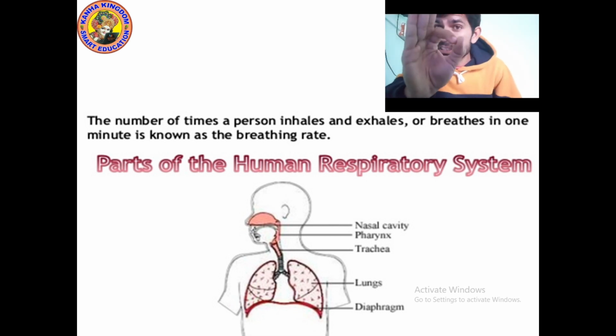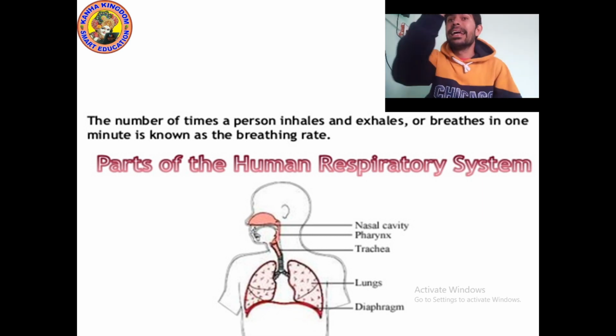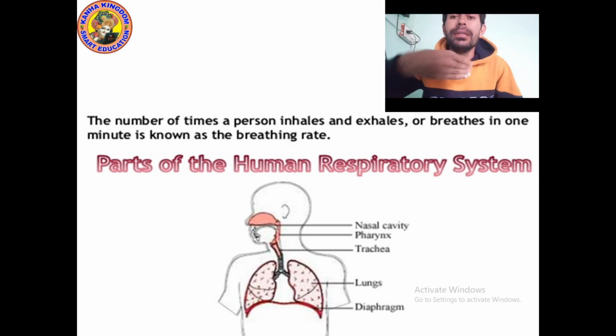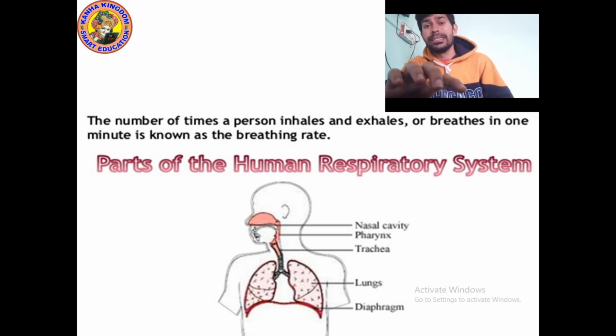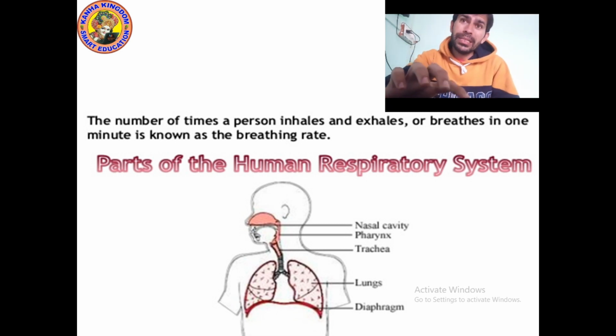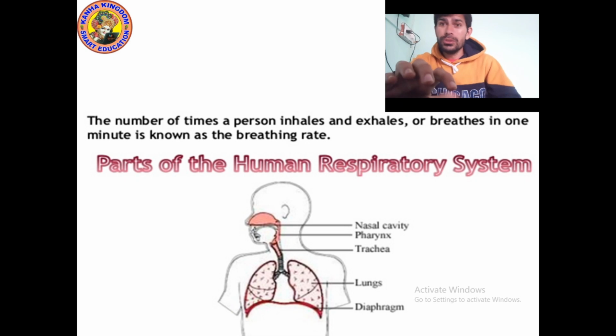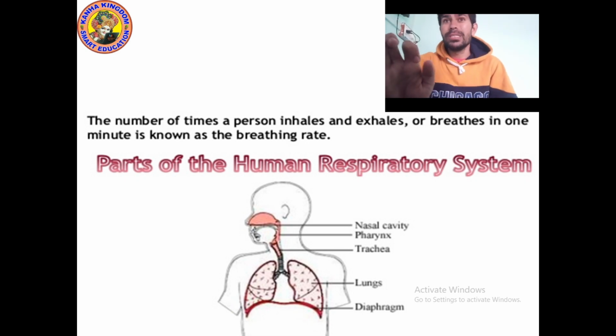The number of times a person inhales and exhales, or breathes, in 1 minute is known as the breathing rate. So breathing rate is defined as the total number of inhalations and exhalations in 1 minute. Suppose you breathe 60 times in 1 minute. Then 60 times is your breathing rate, 60 per minute. I hope you understood the meaning of it.